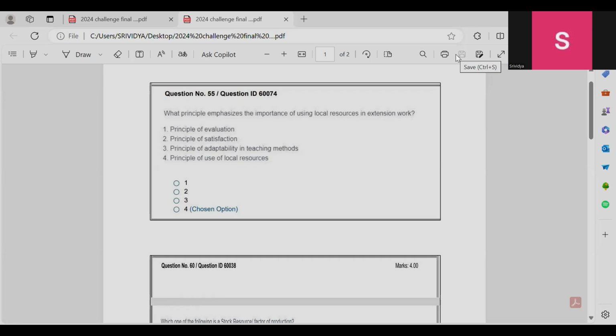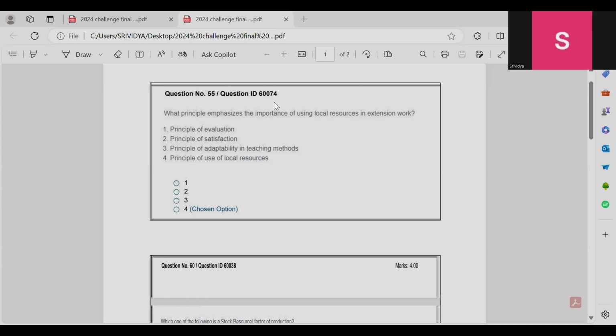As we know, the ICAR PG 2024 answer key has been released recently. These are a few questions that could be challenged in the discipline of social science. AgriAddict provides the required supporting documents for questions that could be challenged in the AgriAddict WhatsApp group. So let's see a few of the questions that could be challenged.